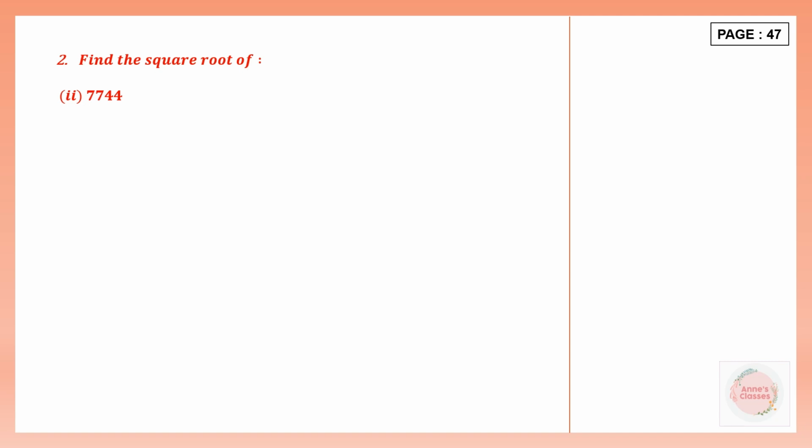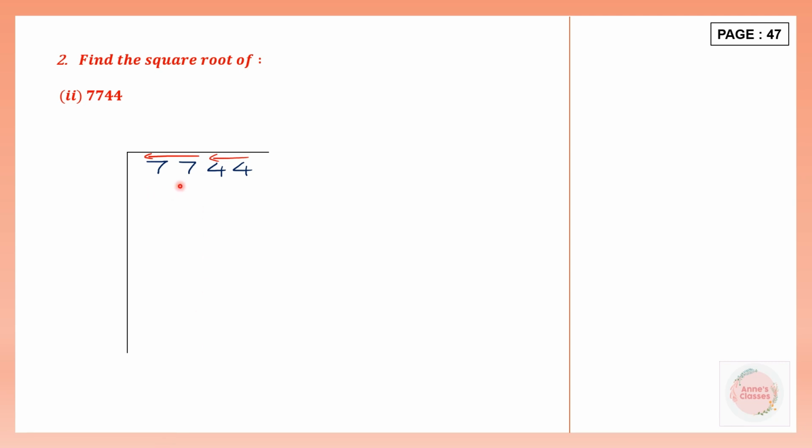Question 2. So here we have 7744. We're going to find the square root of that following the same method. So draw your lines, put the number inside, 7744. First step. Second step, pair the numbers from right to left. So this is one pair and this is another pair. We're moving from right to left.